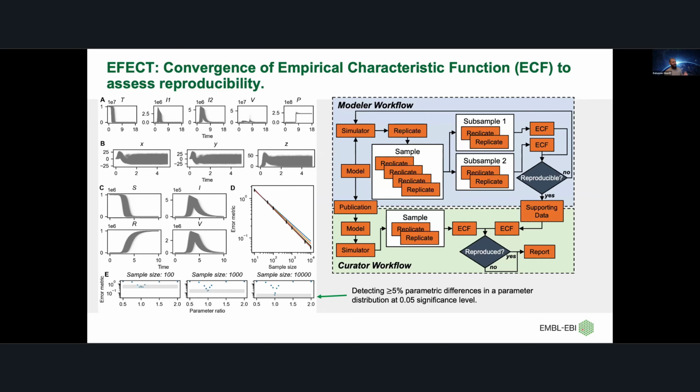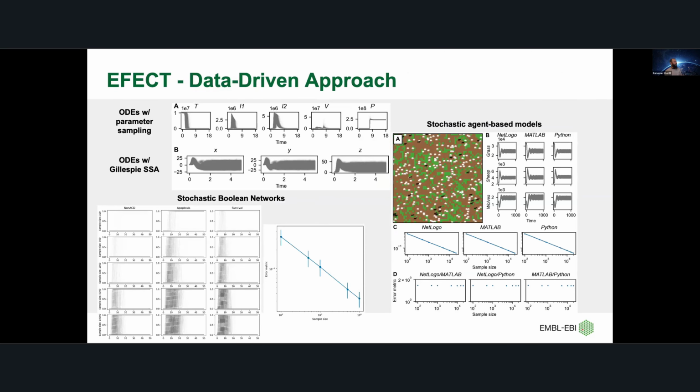Without going into details, this approach worked really well, and we could show that it can be very useful. It is method agnostic. It can be applied to ODE models where we do parameter sampling, stochastic parameter sampling, or it can be applied to GLFC-based simulation algorithms of a stochastic simulation. It can be applied to agent-based models or Boolean stochastic models. And this approach worked really well in identifying when things are reproducible and when they are not.